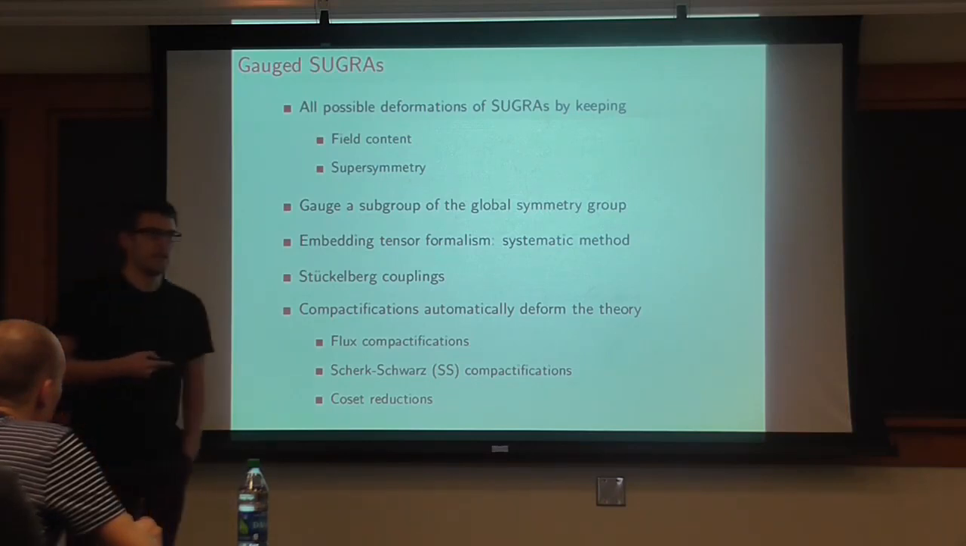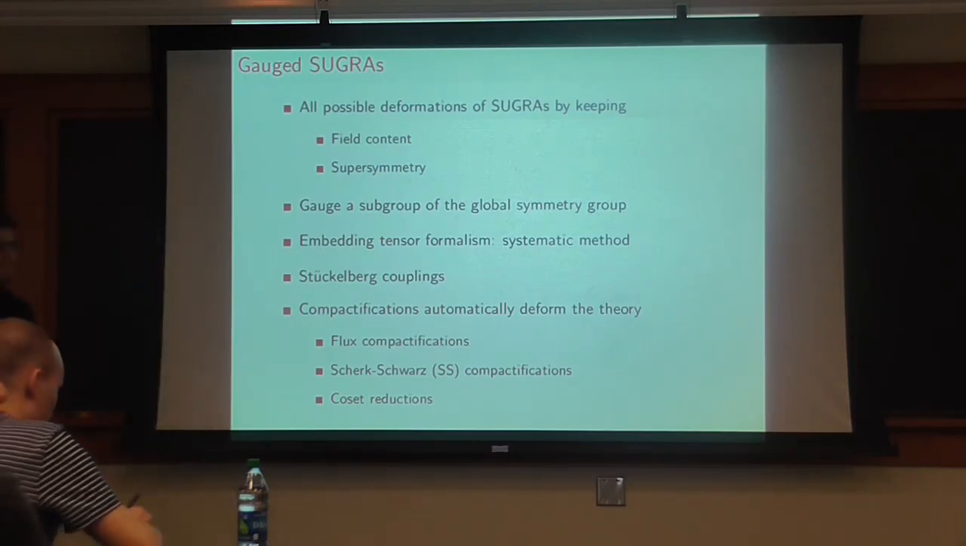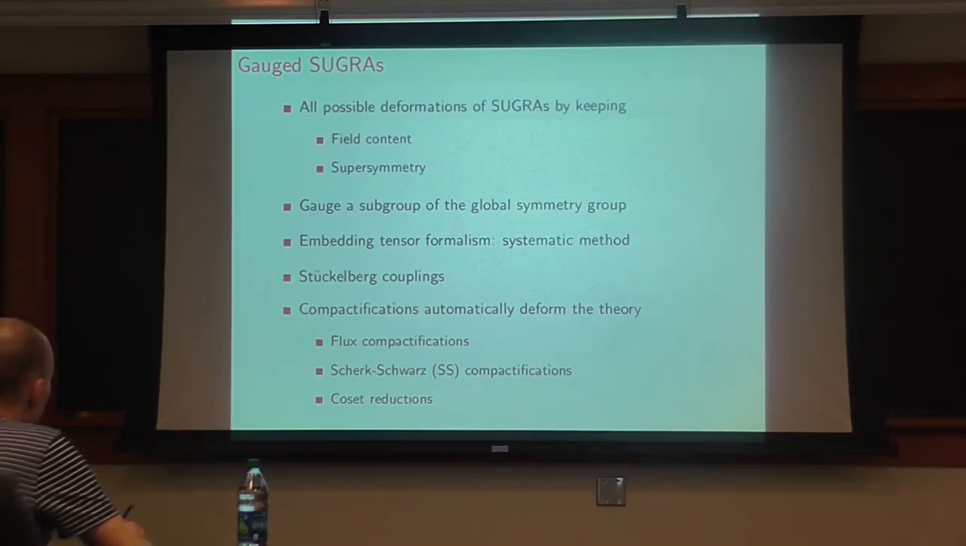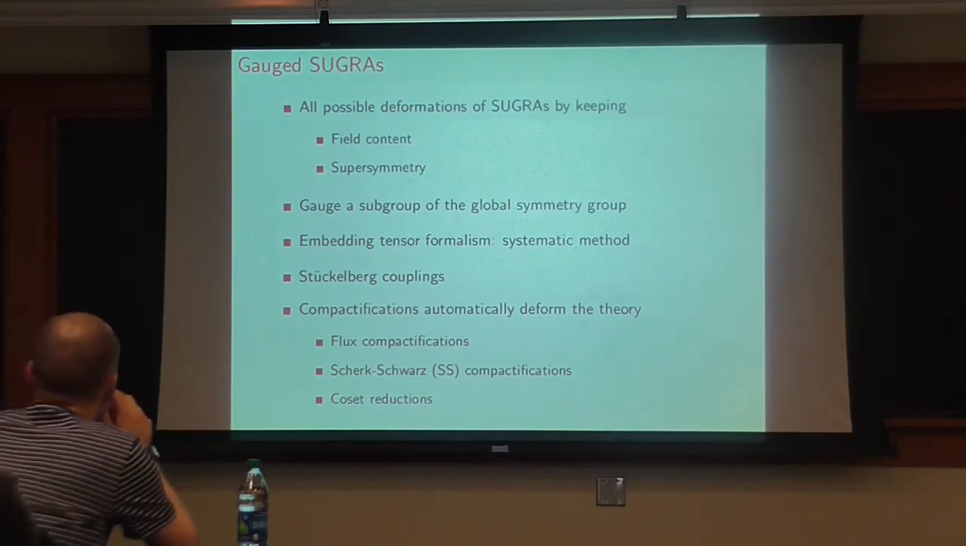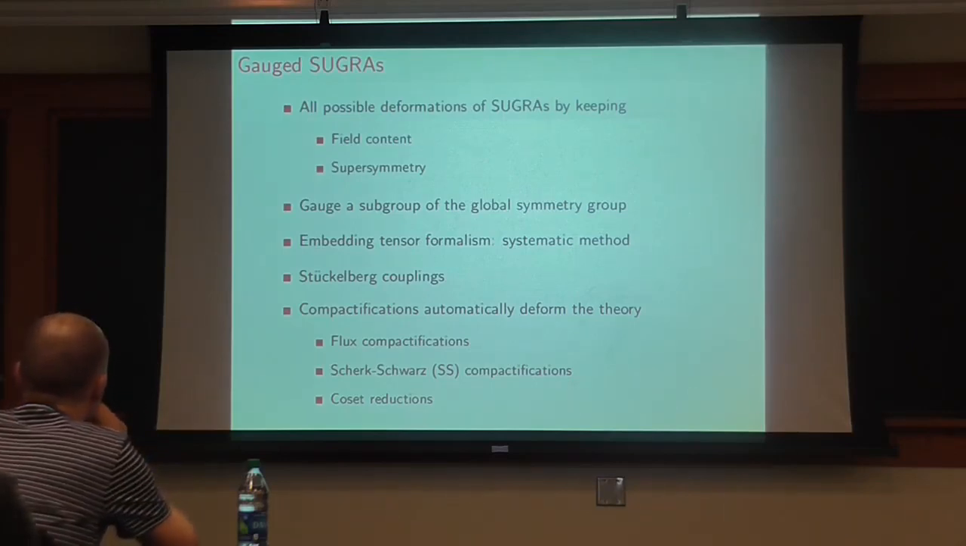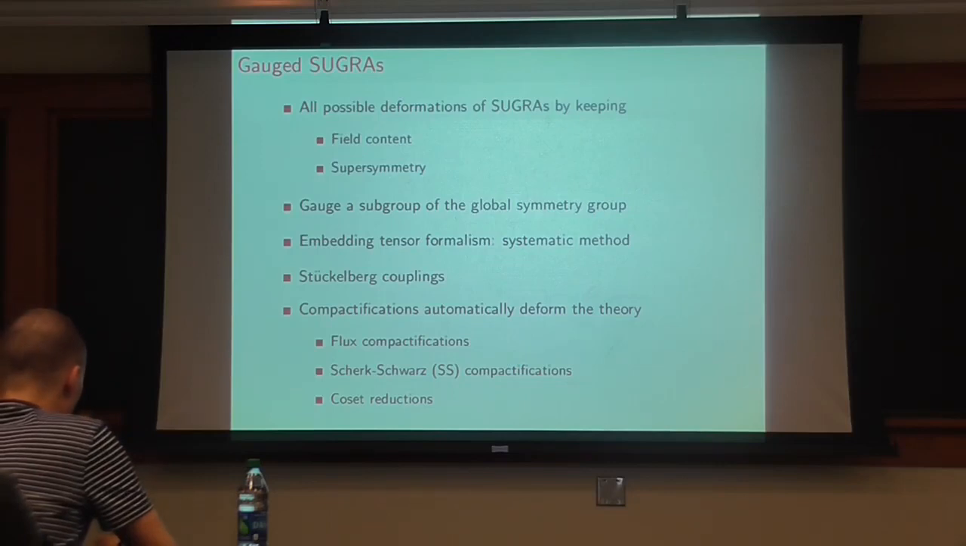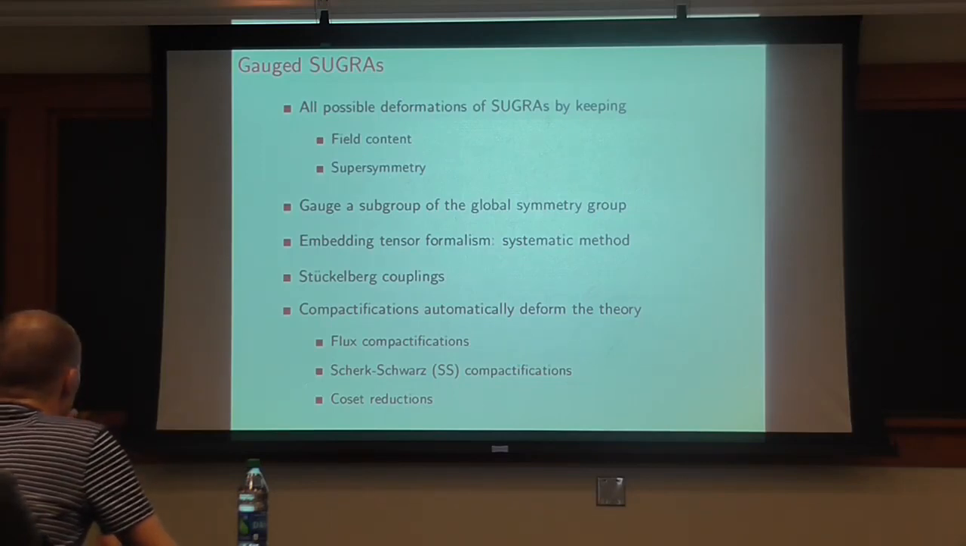One way of deforming a given supergravity is by gauging a subgroup of the global symmetry of the theory. That can be done in a very systematic way by using what is called the embedding tensor, which I'm going to try to explain in one slide, together with some other deformation parameters. And we already know that we obtain some gauged supergravities by compactifying a specific supergravity, for example, by using sphere compactification, coset reduction, or doing flat compactification.